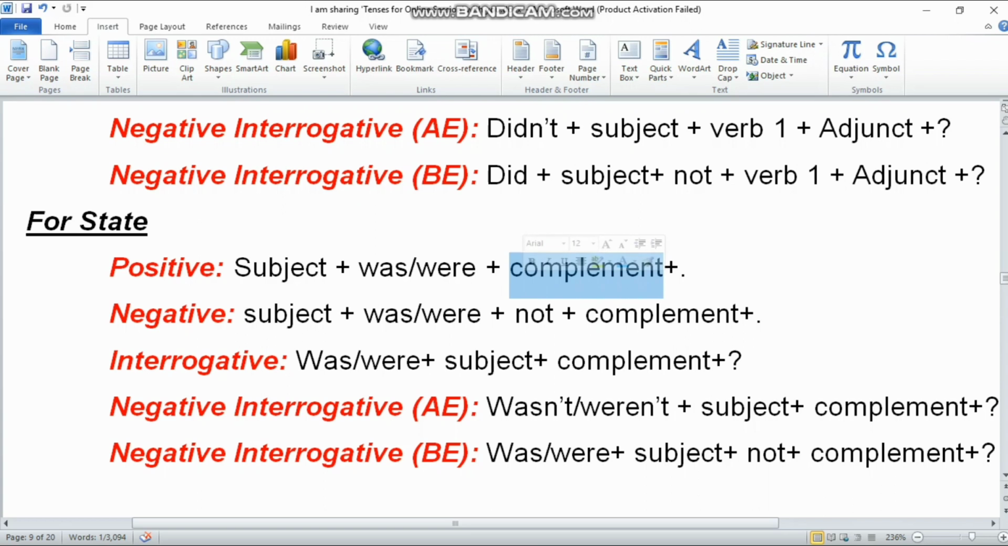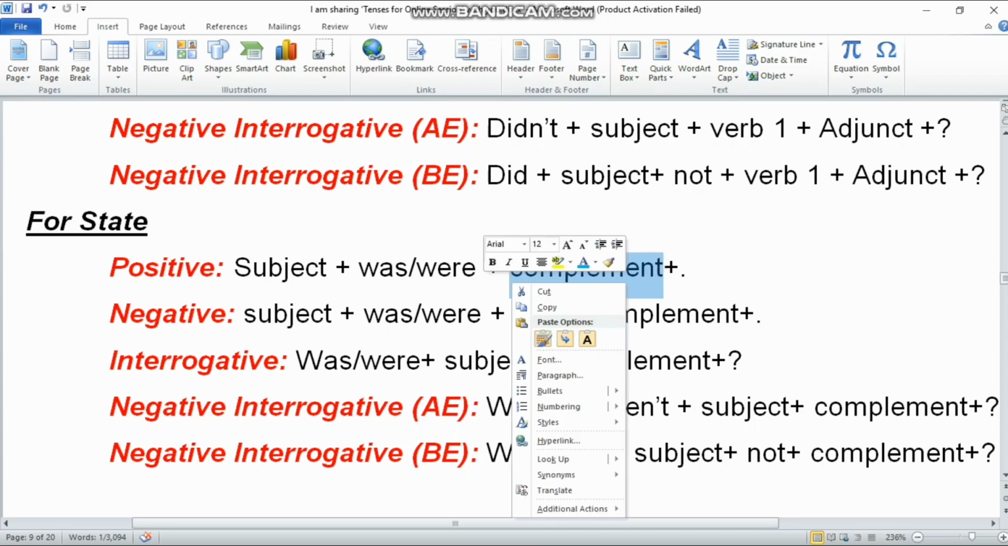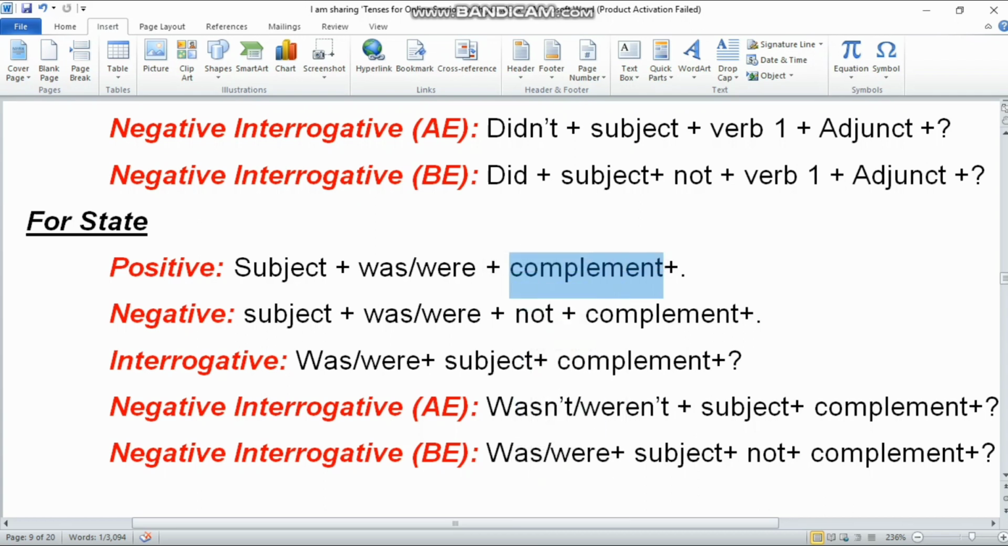Keep in mind, complement is a compulsory unit of the sentence. We must use one of the complements in the sentence. Without it, a sentence will lose its meaning. Adjunct is the optional part, whereas complement is the compulsory part of the sentence.